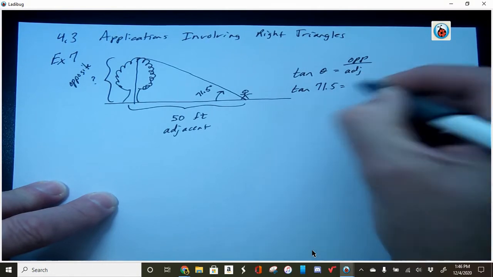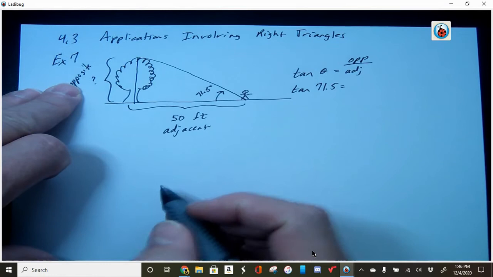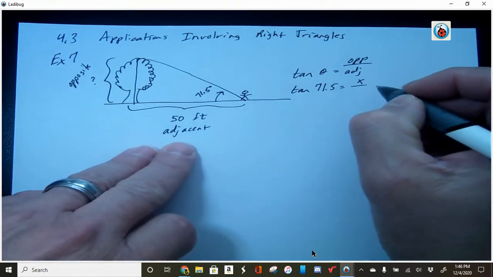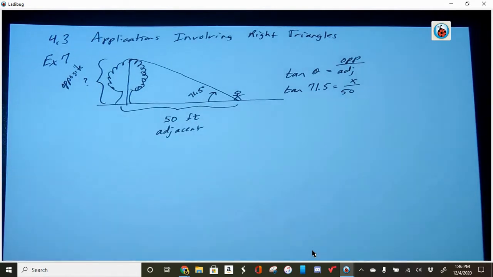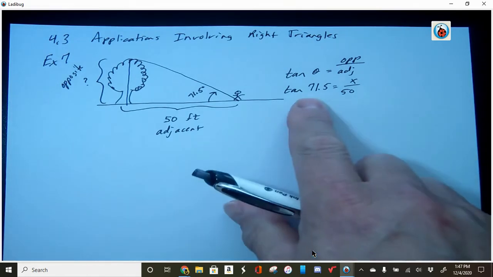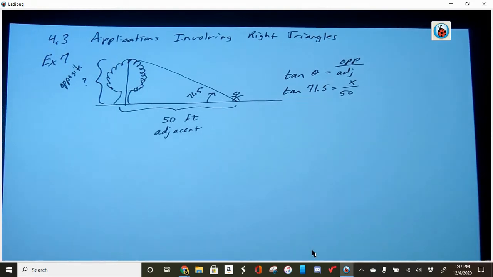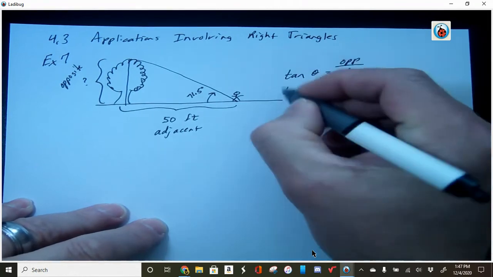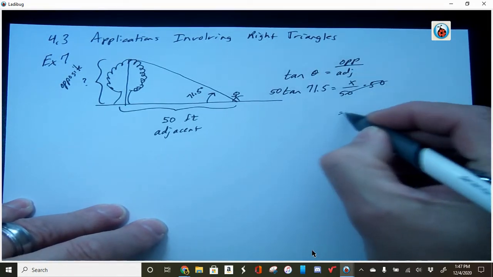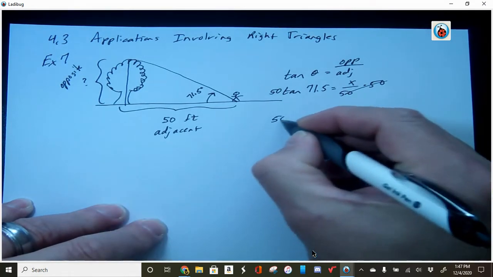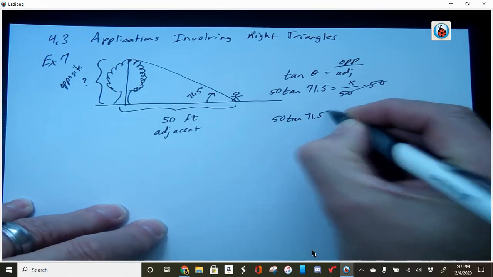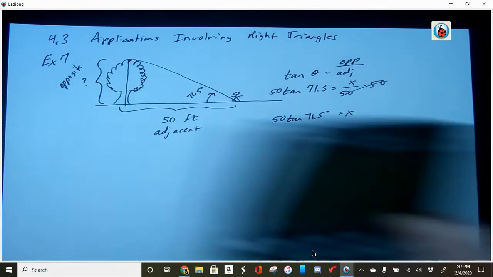So I know the angle measure, 71.5 degrees. I do not know the opposite side. Let's just give it an x. And I know the adjacent side, that's equal to 50. So what I want to do now is solve for x. I can type this in my calculator right now, but I want to do everything at the same time. So let me isolate the x first, and then I'll use my calculator. Isolating the x, we multiply both sides by 50. So x is equal to 50 times the tangent of 71.5 degrees. Okay, now let's go to the calculator.